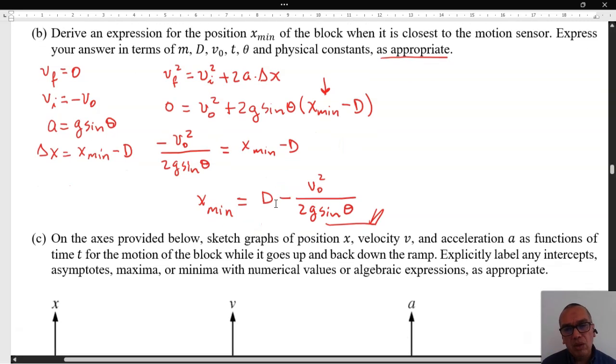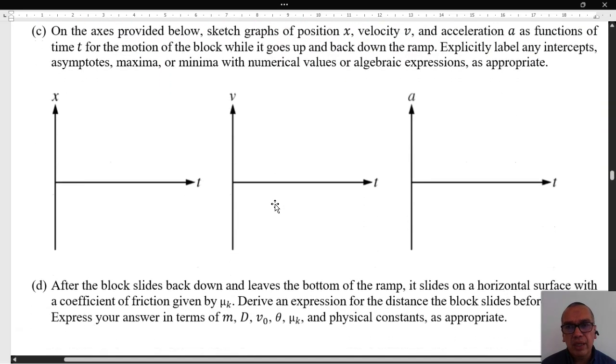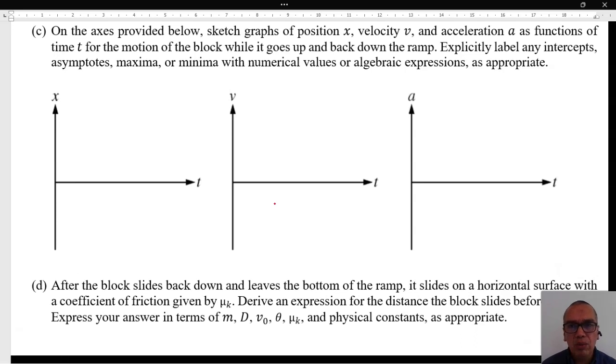Now, the next part is more conceptual than anything else. On the axes provided below, sketch graphs of position x, velocity v, and acceleration a as functions of time t for the motion of the block while it goes up and back down the ramp. Explicitly label any intercepts, asymptotes, maxima, or minima with numerical values or algebraic expressions as appropriate.